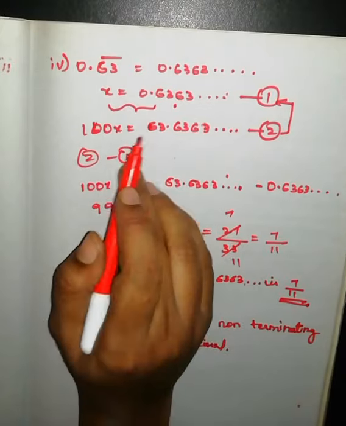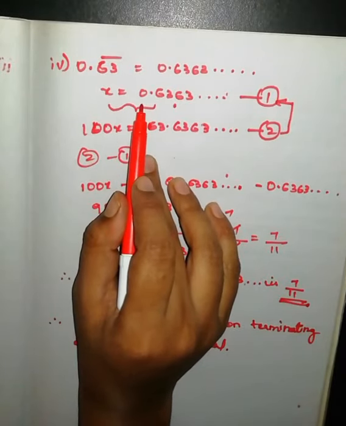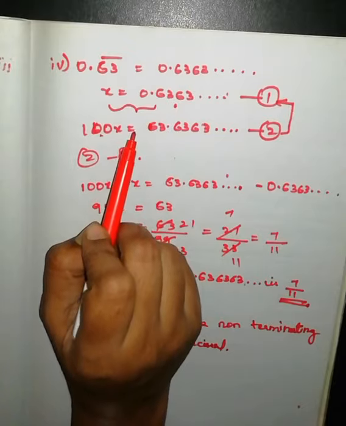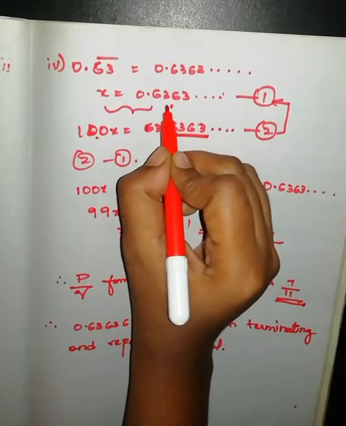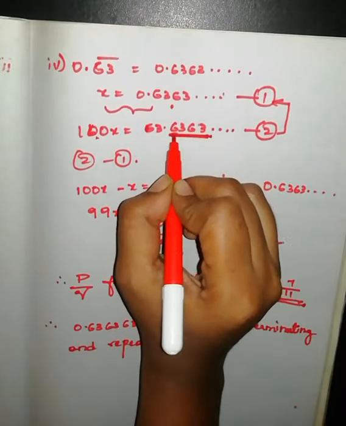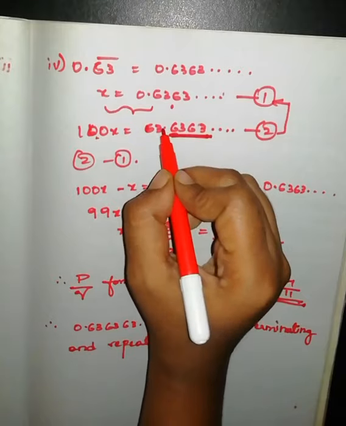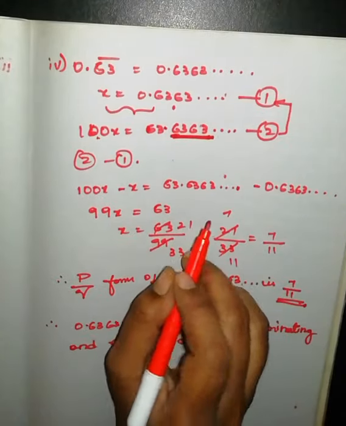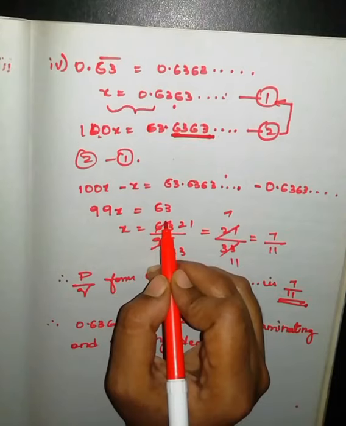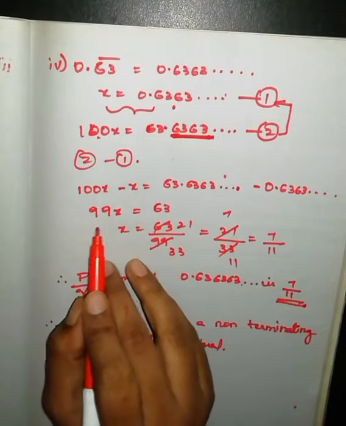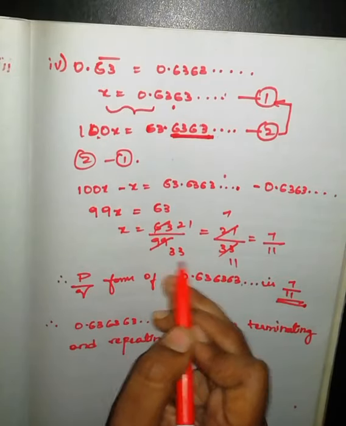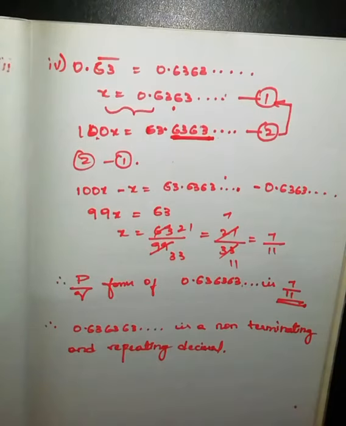Here we are multiplying the given number by 100 because when we subtract these two, the value after the point will become 0 and we get a value without any numbers after the point, so that we can write this in the form of p by q. So with this sum we have completed all the problems from this exercise.